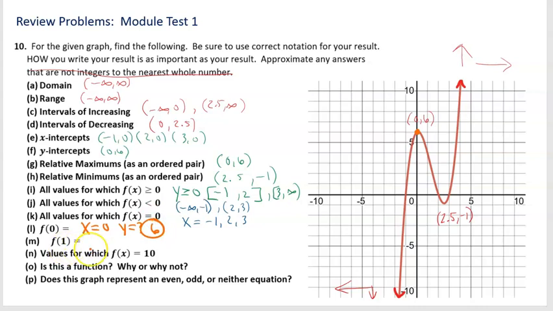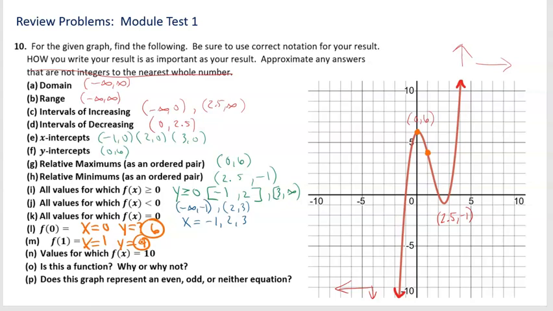The second question, M, is asking the same thing, but this time it's saying when x is equal to 1, what's my y value? So I go over here to x equals 1. I go meet the graph. What's that y value? 4. So f of 0 is equal to 6. F of 1 is equal to 4.